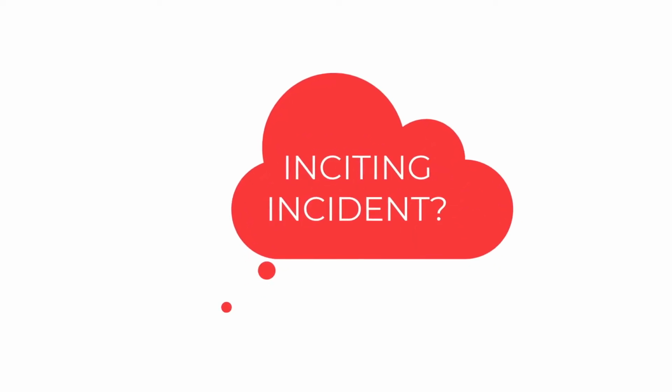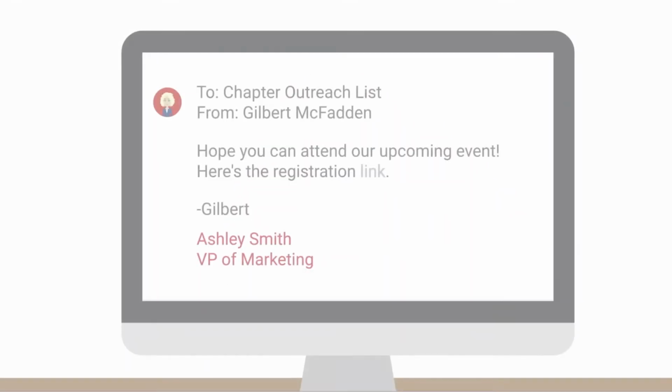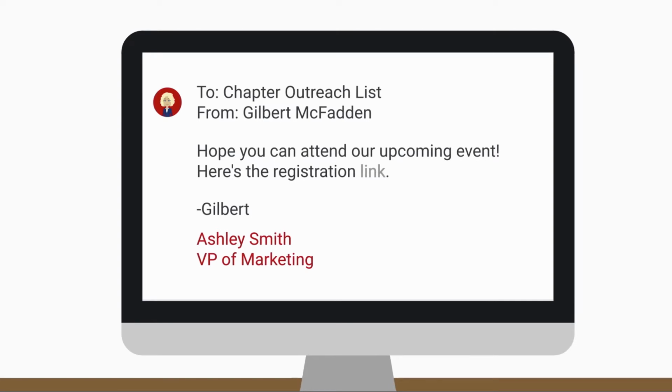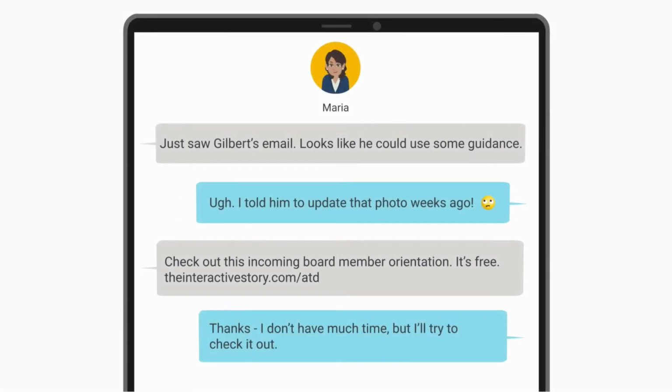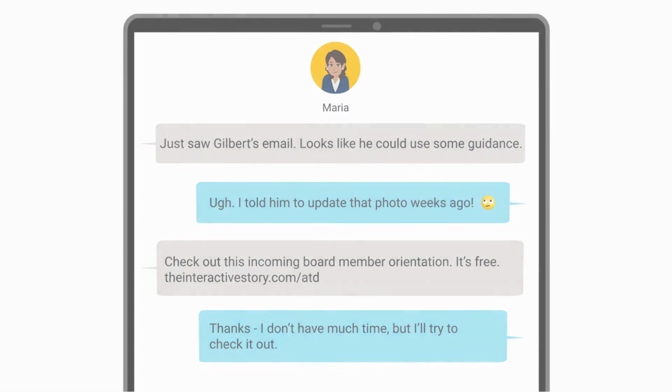Did you spot the inciting incident? Things weren't going great for Karen to begin with, but when she sees the email Gilbert sent with the incorrect photo and signature line, that's the inciting incident. That's the moment when the hero of the story realizes something needs to change. At that point, a guide or mentor might step in and offer hope. That's what Maria did when she suggested Karen check out the new orientation dashboard.